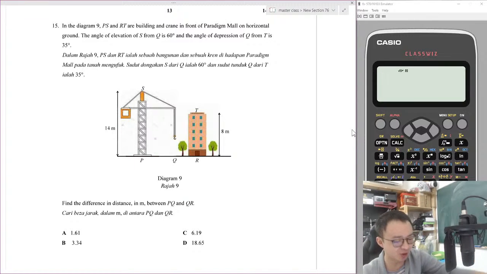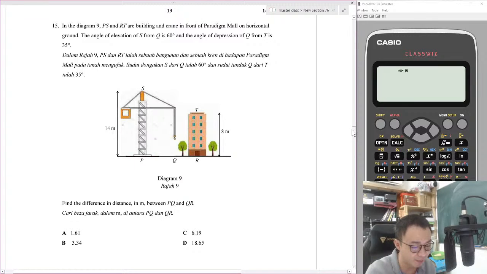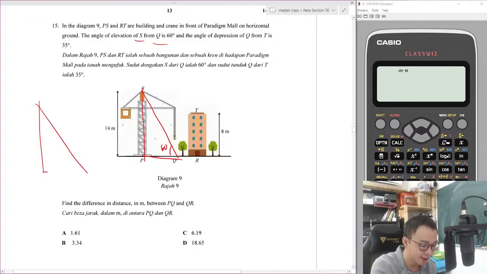Find the difference in distance between PQ and QR. So basically I want to find both. Alright, so I'm trying to take out all the information I have. Angle of elevation of S from Q is 60 degrees. So here will be 60 degrees. Okay, so I should have a triangle like this. 14, PQ, 60. So I can find PQ easily later.